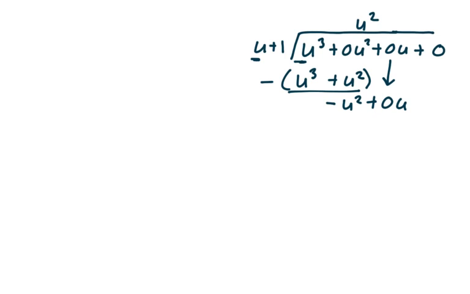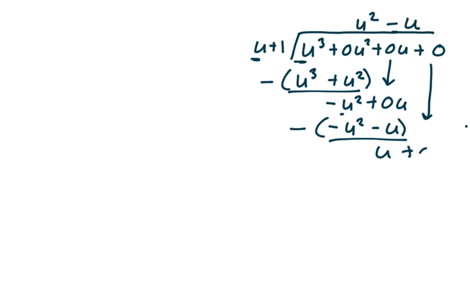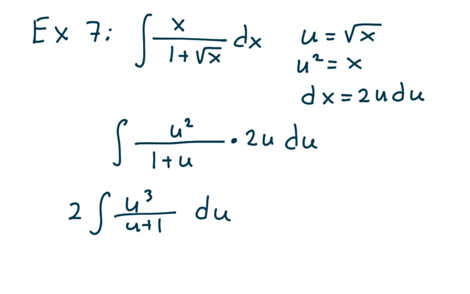I know that sounds a little silly, but it helps me keep track of where I'm at in the division process. Now u goes into negative u squared minus u times. And then we get minus u squared minus u. If I subtract, I get u, and then I'm going to bring down the 0. And then u goes into u one time, and then here we get u plus 1, and if I subtract, I get negative 1. And so why did I do that?